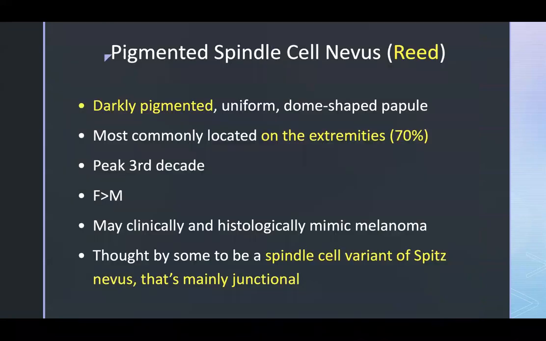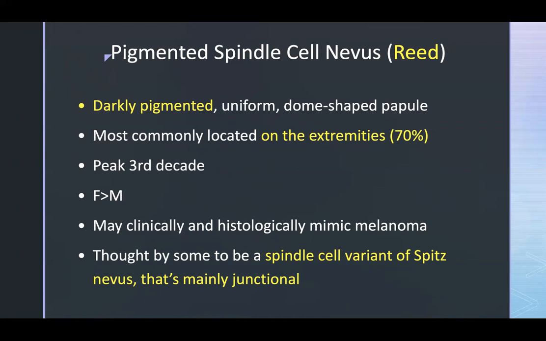Pigmented spindle cell nevus, or nevus of Reed. These are darkly pigmented, uniform, dome-shaped papules. They most commonly are located on the extremities, about 70% of them. They peak in the third decade, and they are much more common in females than in males.